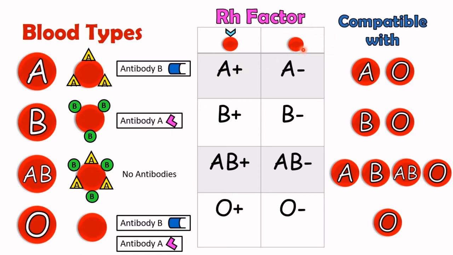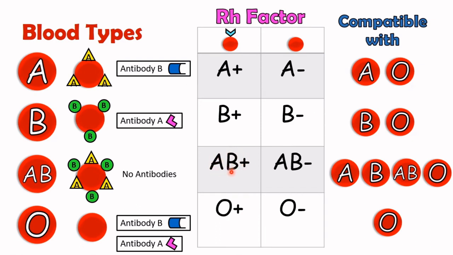But if blood type A doesn't have any RH factor, it means that the A blood type is A negative. And the same goes with blood type B. If blood type B has the RH factor, it means that the blood type is B positive. If there is no RH factor in the blood of B, it means that the blood becomes B negative.